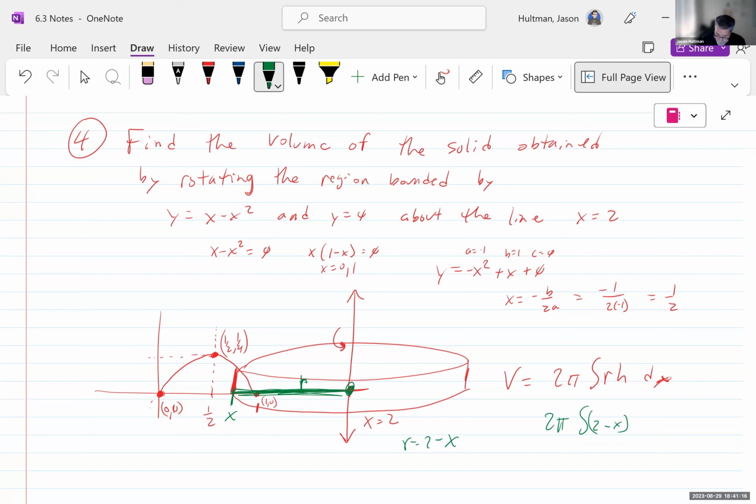And then what is H? How high am I? Well, that's just f of x. That's nice. So H is f of x, which is my x minus x squared. And then what am I integrating from? Well, I'm integrating all of these pieces and then revolving them. So I'm integrating from 0 to 1.